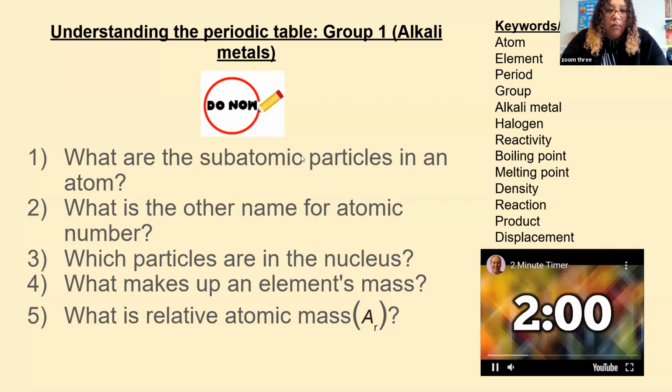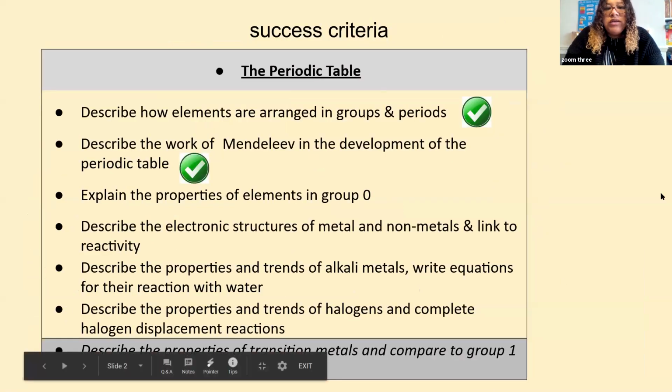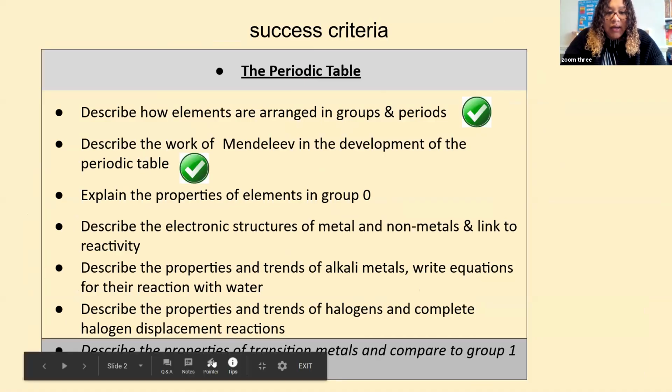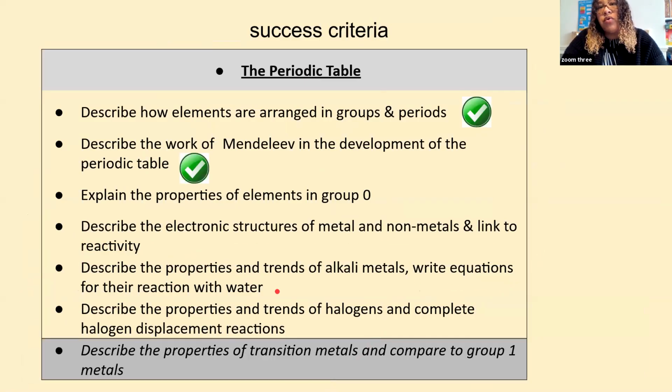So our next part. What have we done already? You should know that the periodic table arranges your elements in groups and periods, thinking back to what Sir did last week. You should be able to describe the work of Mendeleev in the development of the periodic table, as well as Thomson and so forth. Today we're going to be looking at this here. Describe the properties and trends of alkali metals, write equations for the reactions with water, and we're going to touch on how they react with oxygen and chlorine.